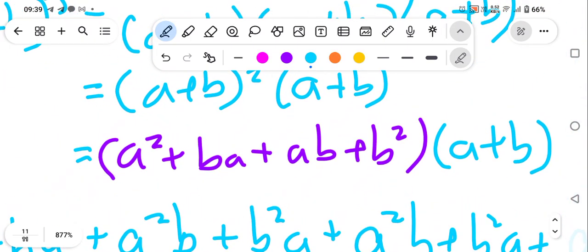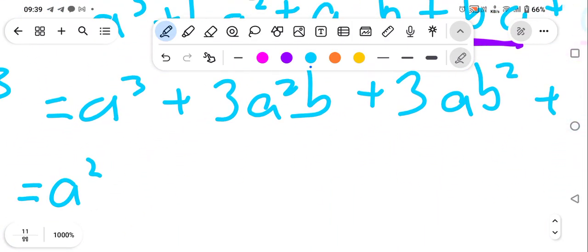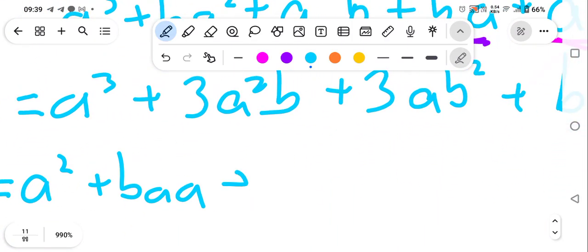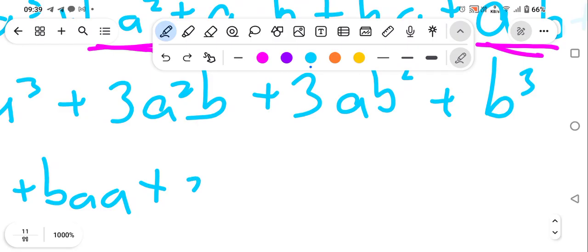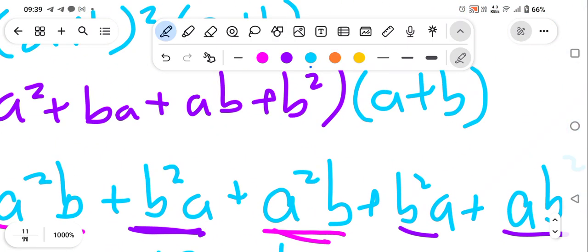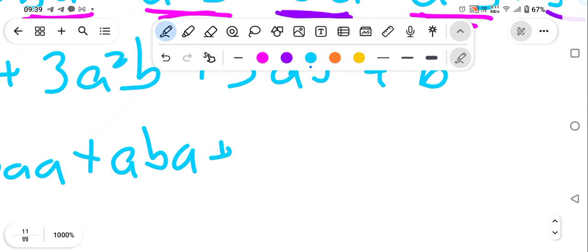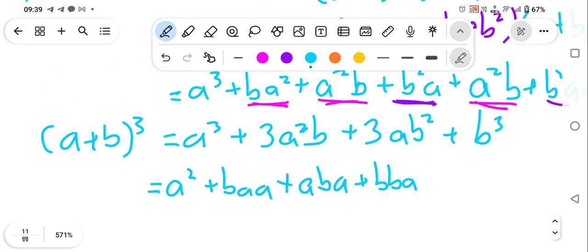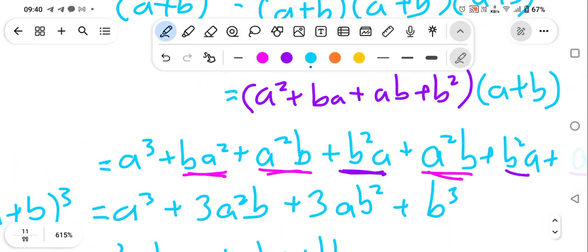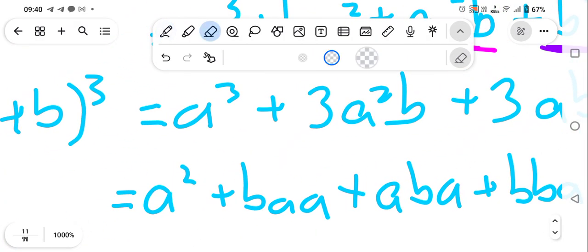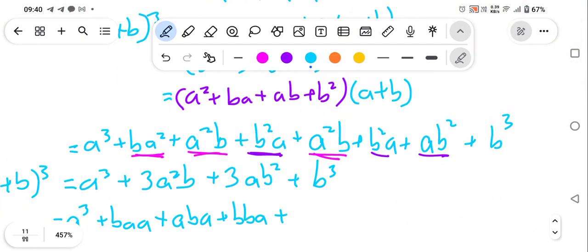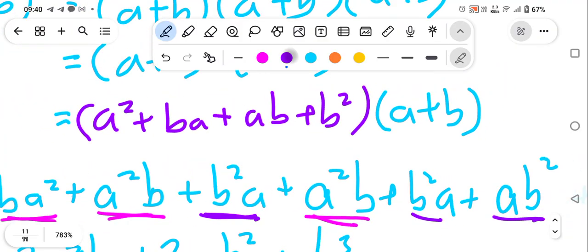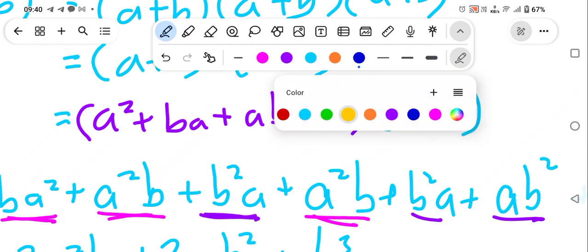So you see, we have ba, multiplied by a. So we have baa. And then aba plus aba. And finally, b squared a, which is just bb. So plus bba. And this a cubed is, what, a cubed. Alright. So plus, again, I'm going to label this, what color? Maybe light blue. Yeah.